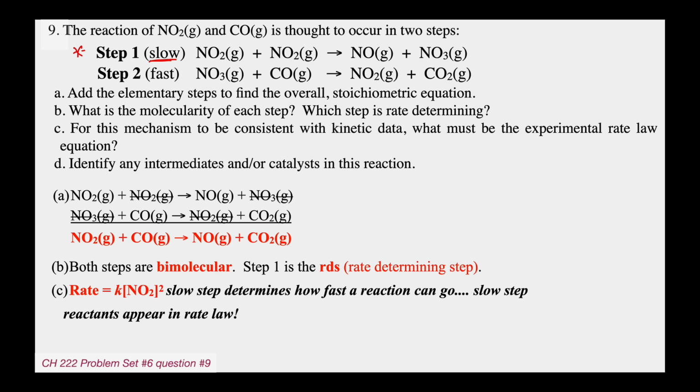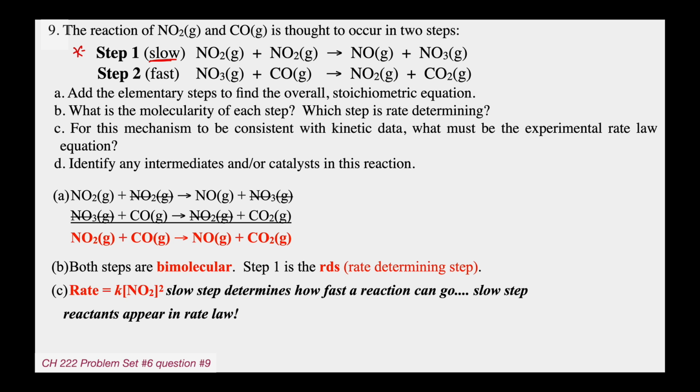And if there is a reactant that's not in the rate law, like CO in this case, that means it's a zero order reactant. It's not part of the slow step. Okay, one more thing. We crossed out NO3 when we combined the two steps to give the overall reaction, and we also crossed out an NO2.